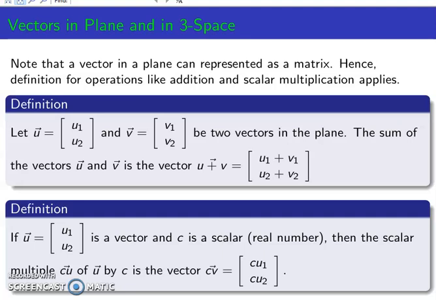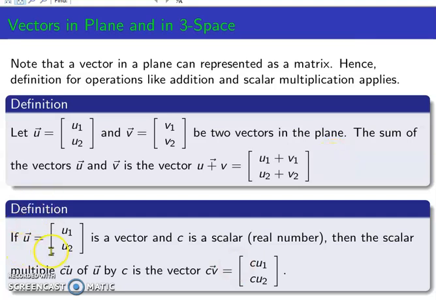Note that a vector in a plane can be represented as a matrix. Hence, the definition for operations like addition and scalar multiplication applies. So we define here the sum of the vectors. Let u and v be two vectors in the plane. The sum of the vectors u and v is the vector denoted by u plus v, whose components are u1 plus v1 and u2 plus v2.